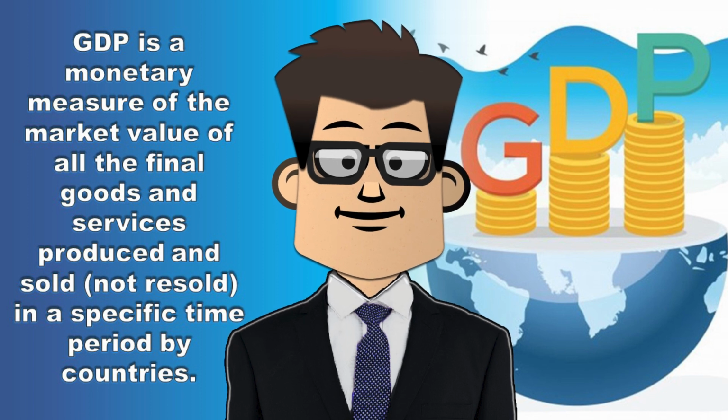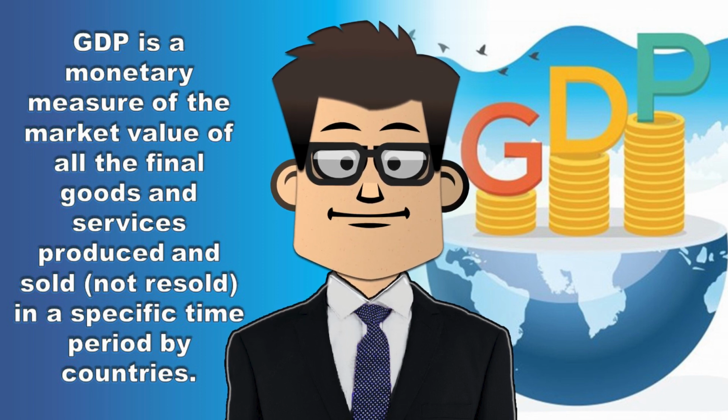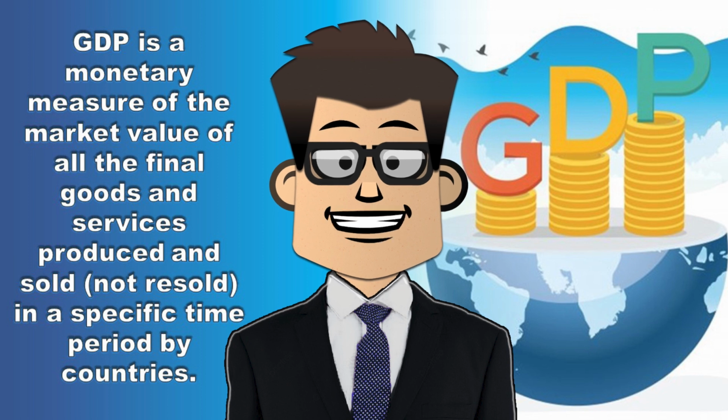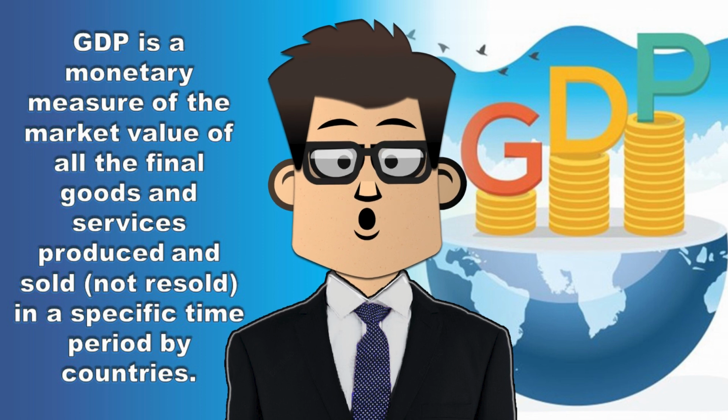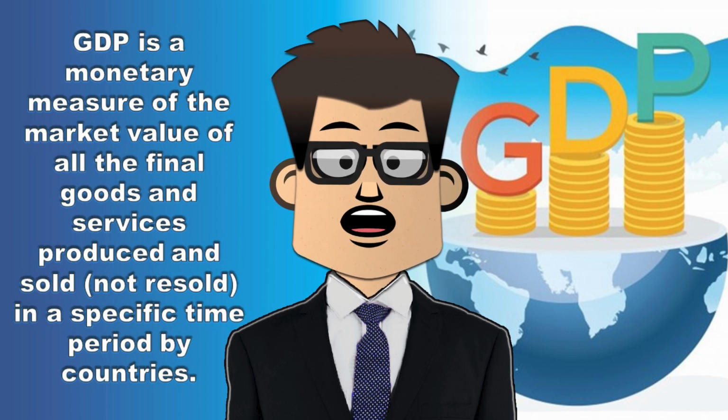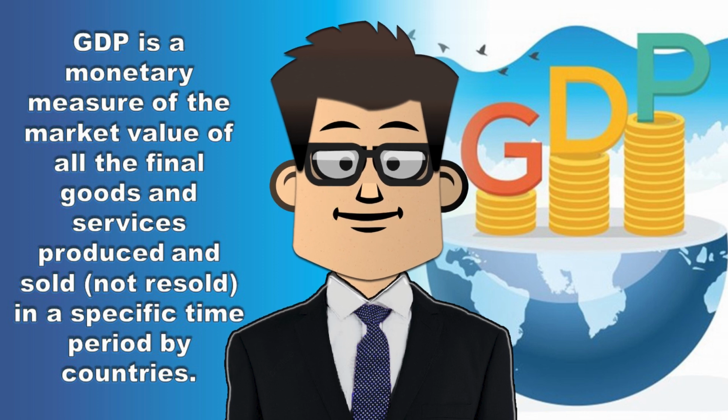Gross domestic product, GDP, is a monetary measure of the market value of all the final goods and services produced and sold, not resold, in a specific time period by countries. Due to its complex and subjective nature, this measure is often revised before being considered a reliable indicator.